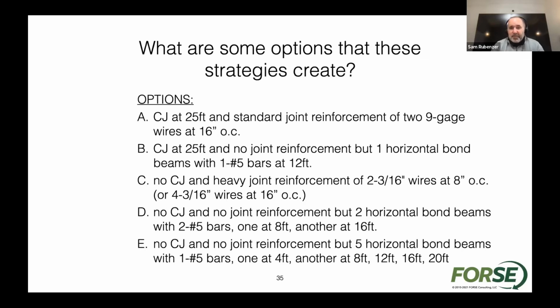Another option, we don't have to have joint reinforcement. We can just put the bond beam in at 12 feet, but keep the control joints in. Or do we go to C, where we have no control joints, but we use heavy joint reinforcement? We maximize the wire, the 2 3/16-inch wires at 8 inches on center, no control joints. Very interesting option. D, we get into no control joints, no joint reinforcement, but just a couple bond beams. And then E, where we have smaller reinforcement but more regular bond beams in a wall.